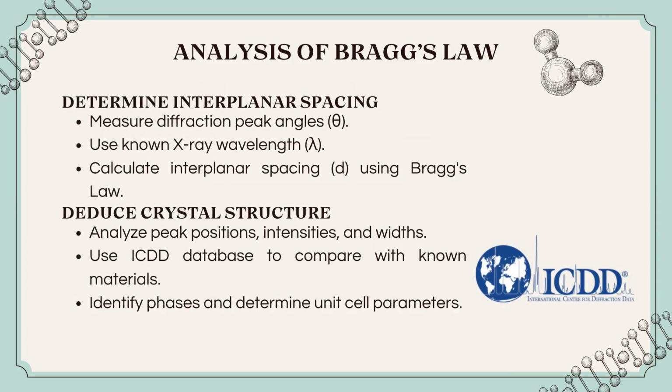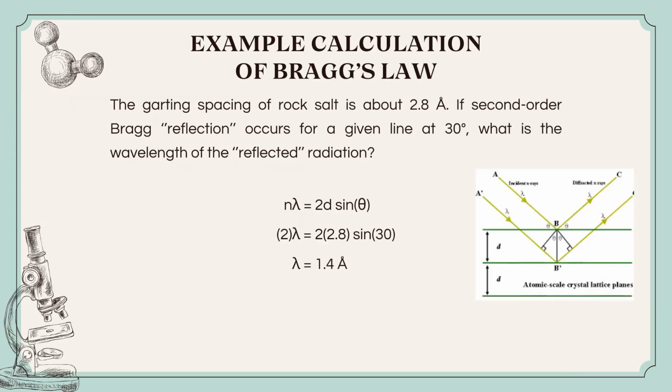For the analysis, start by measuring the diffraction angle theta from the pattern. Using the known wavelength lambda, calculate the interplanar spacing d with the formula n lambda equals 2d sine theta. Next, examine the peak positions, intensities, and widths. Compare these with a database like ICDD to identify the crystal phase and determine the unit cell parameters. Lastly, broader peaks often indicate smaller grain sizes or lattice distortions, providing critical insights into the material's structure and properties. This simple calculation demonstrates the power of Bragg's law in deriving essential material properties.